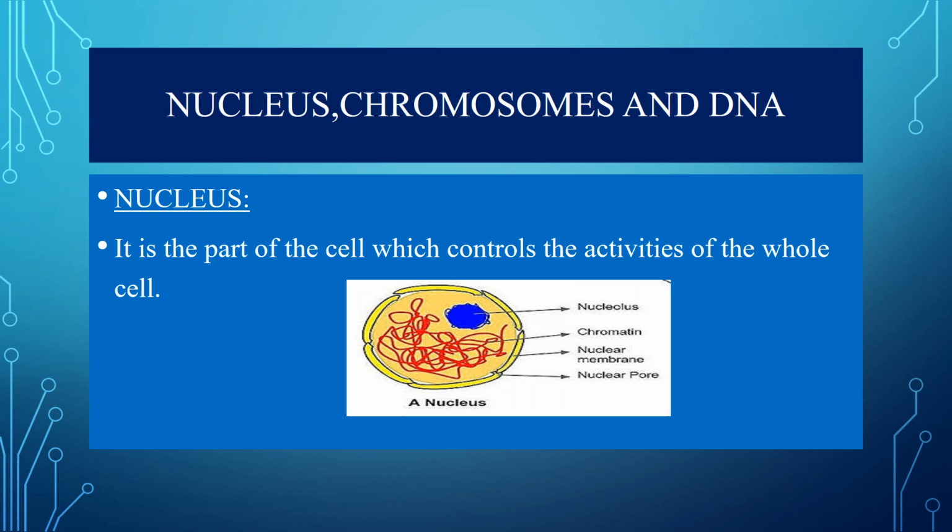Nucleus, chromosomes, and DNA. Before starting mitosis and meiosis, we will look at the relationship between nucleus, chromosomes, and DNA. The nucleus, first thing, is the part of the cell which controls all the activities of the whole cell. So the nucleus is the controlling authority of the cell, that it is going to control all the activities in the cell.